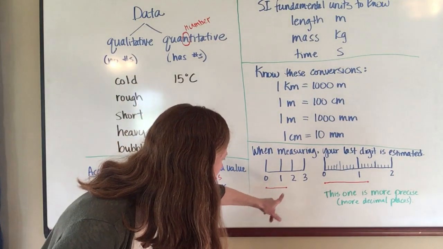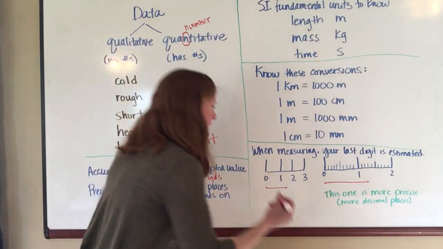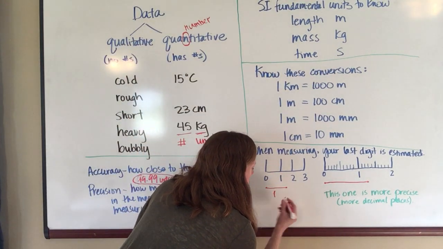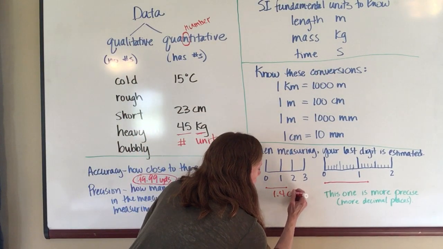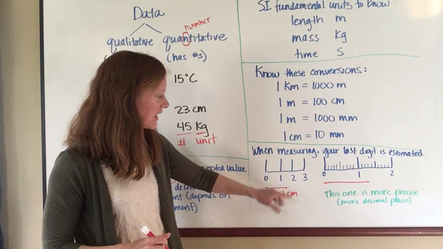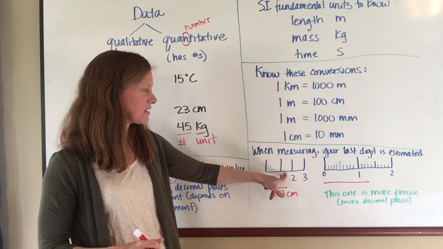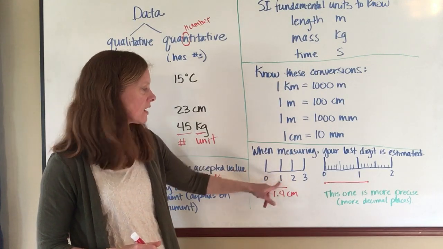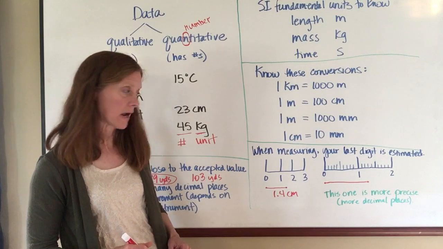Well, if I would estimate, I'm going to guess that it's about 1.4 centimeters, if these are measuring centimeters. So you can see that I estimated that last digit. I was trying to estimate about how far it was between those 2 marks, okay?